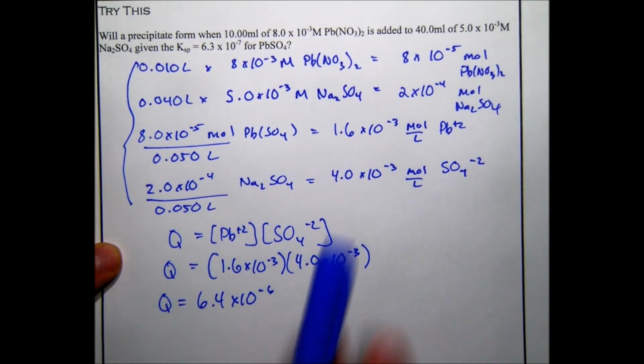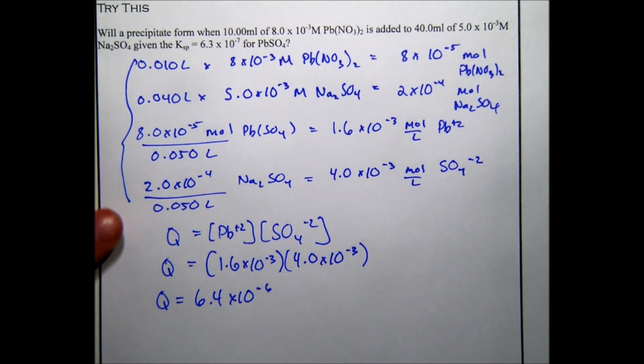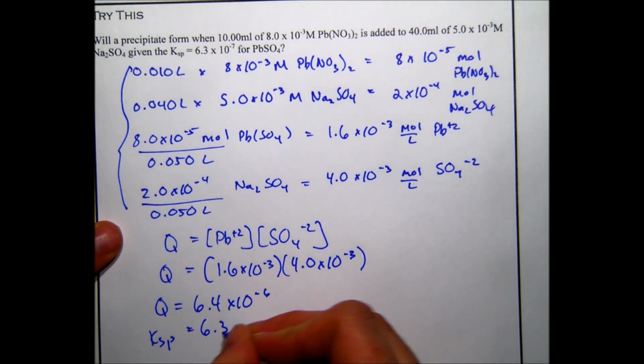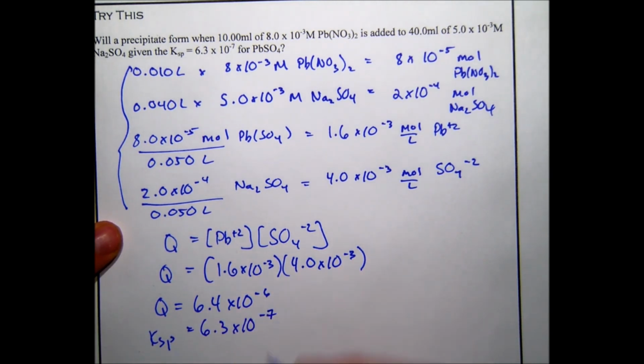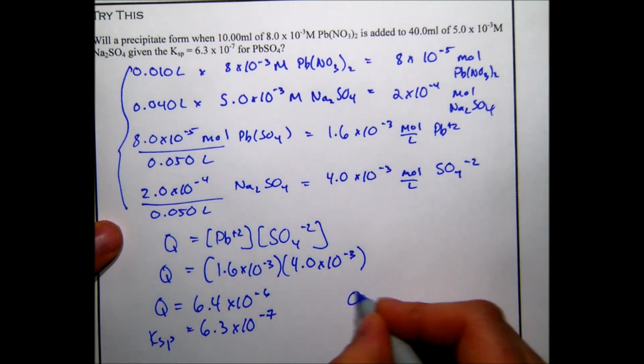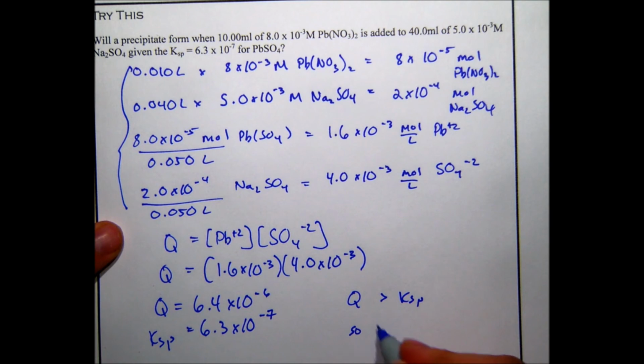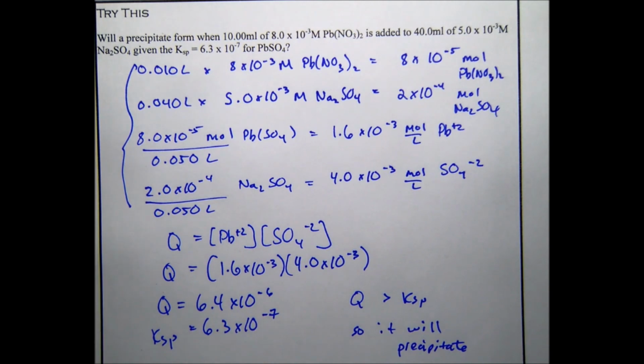So the last thing we have to do is just check Q compared to KSP. So the KSP is equal to 6.3 times 10 to the negative 7. Q is greater than KSP. So it will precipitate. And that's what we do.